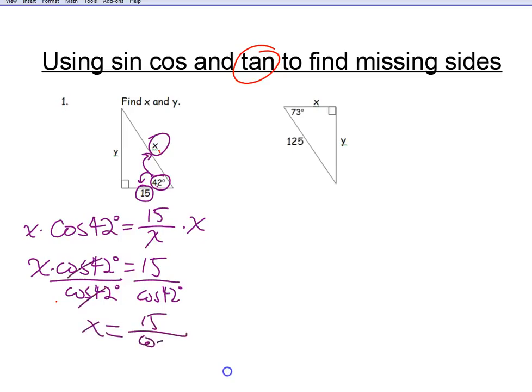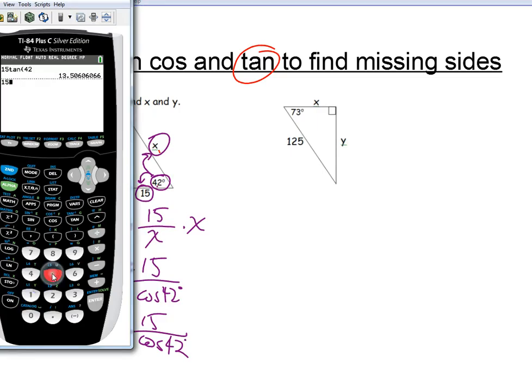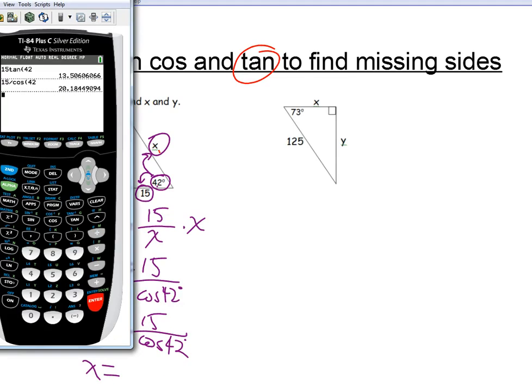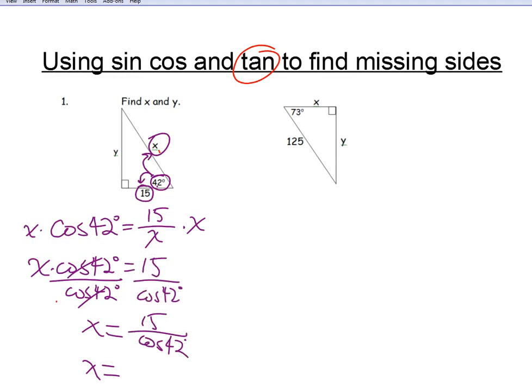Again, I'm going to pull out my handy-dandy calculator. Type in 15 divided by the cosine of 42. You get 20.18. So the hypotenuse is approximately 20.18 units long. Okay? And that's how you find the missing two sides. You guys try to do this one on your own. I think you've heard enough of my voice today.